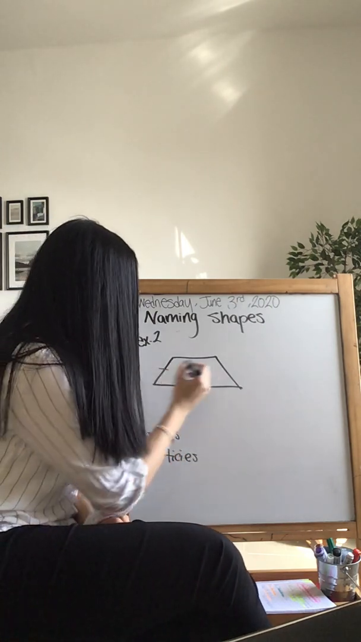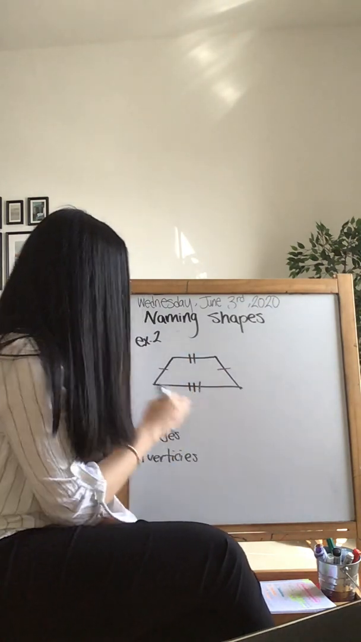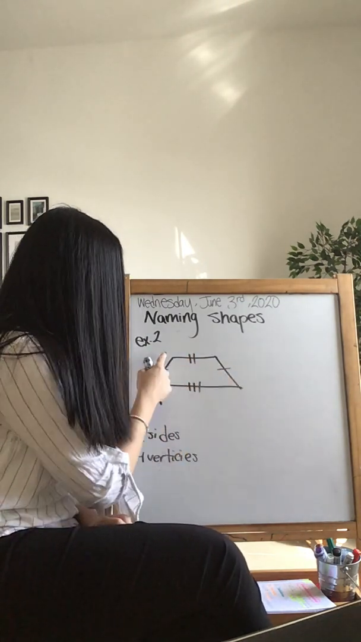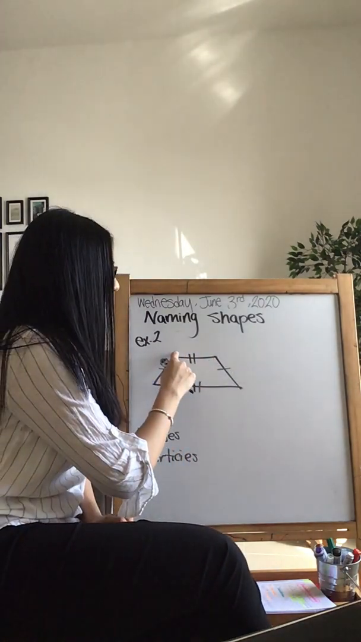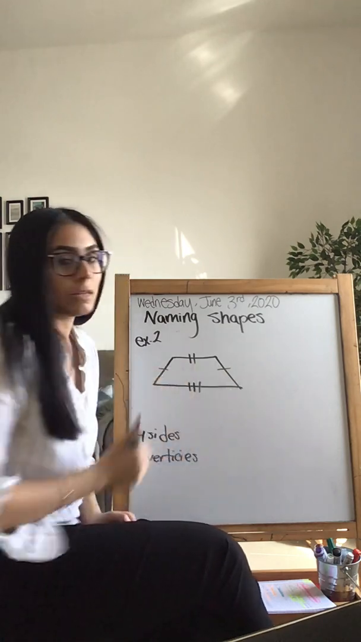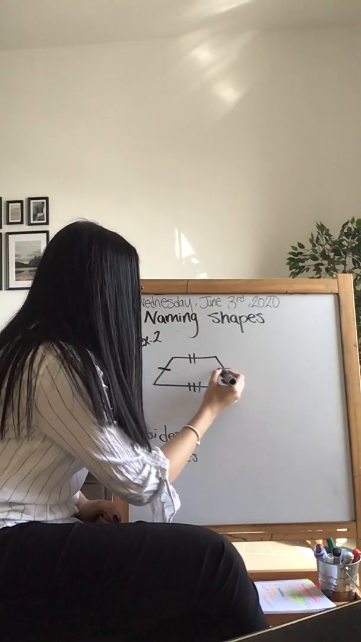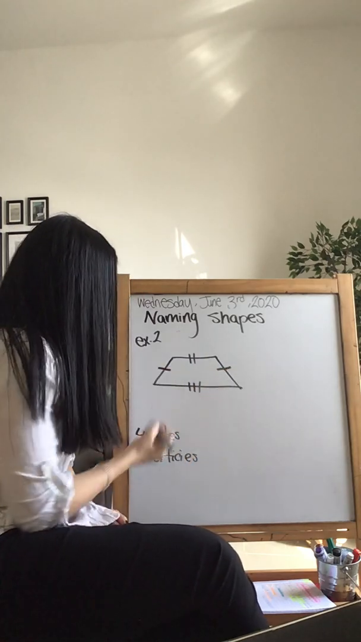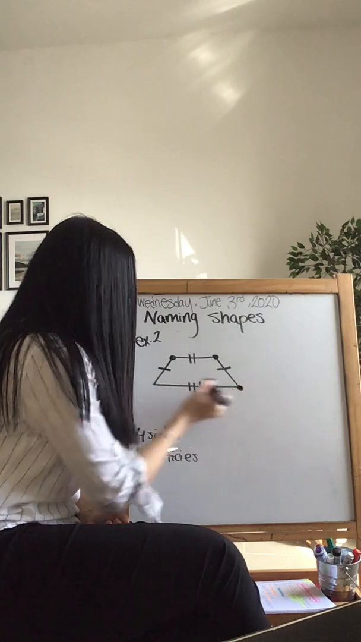We know that these 2 are the same, and this is on its own, and this is on its own. So these 2 are the same length. So this might be 2 centimeters, 2 centimeters. This might be like 4 centimeters, and this would be like 6 centimeters. So those are different lengths. Okay. Now we have to go into our vertex. How many vertices? There's 4, right? We already said that. 1, 2, 3, 4.